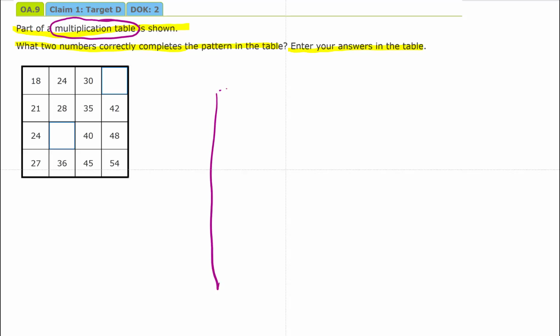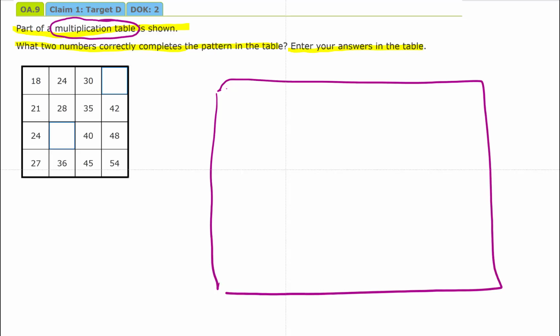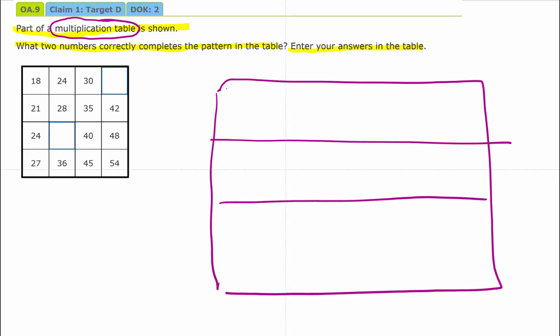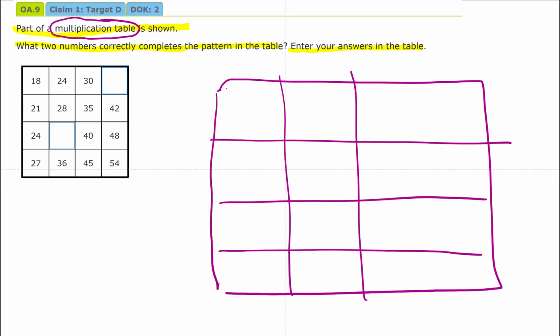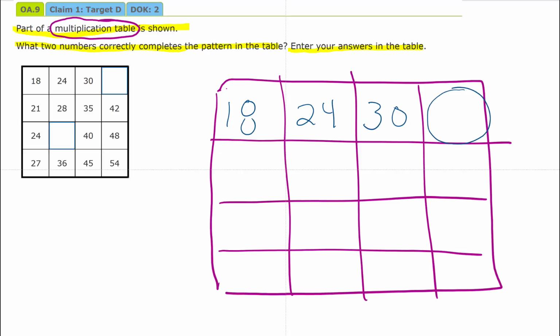So let's go ahead and redraw this multiplication table to make it a bit bigger, so that way we can show some of the patterns that are in the table. That first row has 18, 24, 30, and so we want to predict what's in that square. The pattern going across is that we keep increasing by 6. And so 24 plus 6 gets to 30. So if we add 6 to 30, we get 36, and that's going to be our first answer.